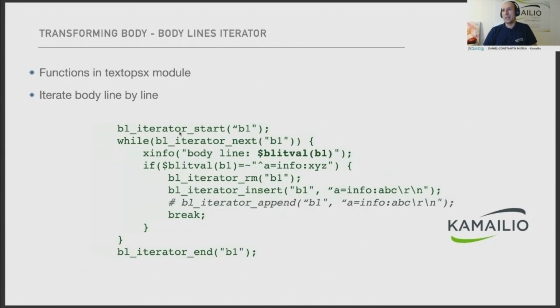For the body, we have an iterator, also a recent addition, for working line by line. And then you can remove the line. You have a variable that gives the content of that line. You can match via regular expression, like in this example. Practically, we match anything that starts with a=info:XYZ. And then you can remove it, or insert or append after it, going through the list of all the lines in the body. Useful if you want to transform the SDP.